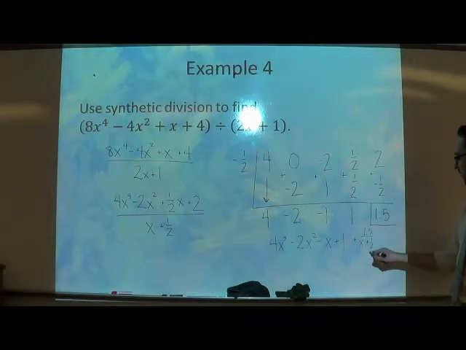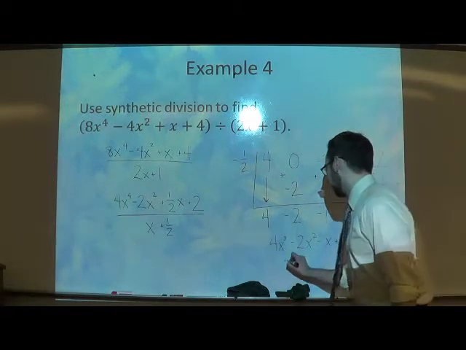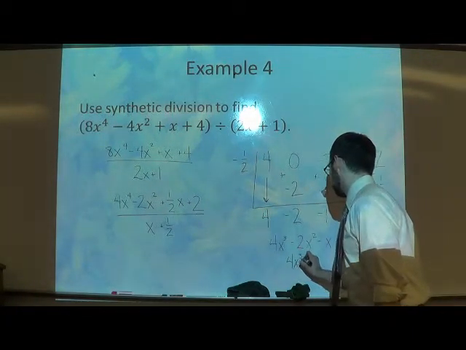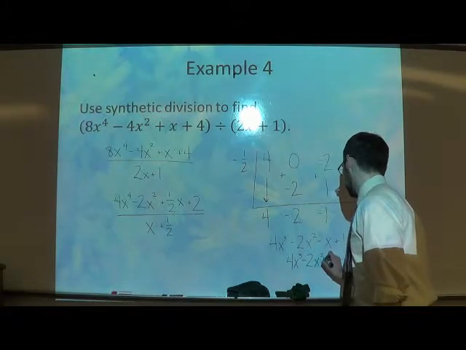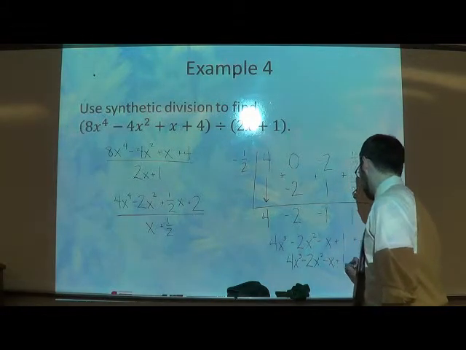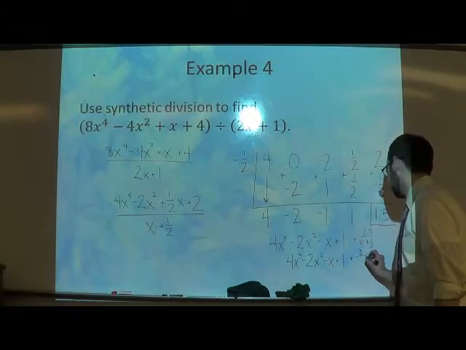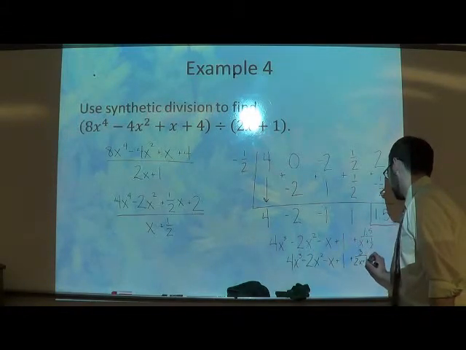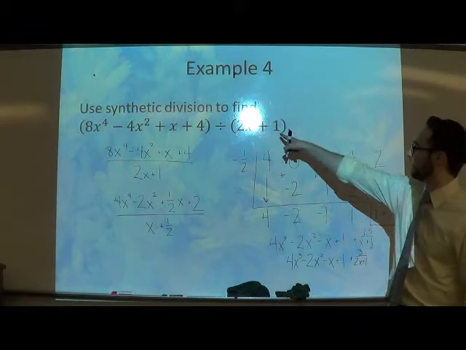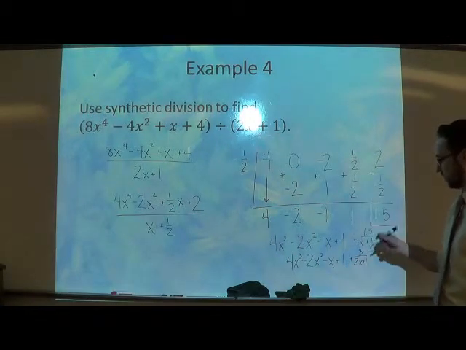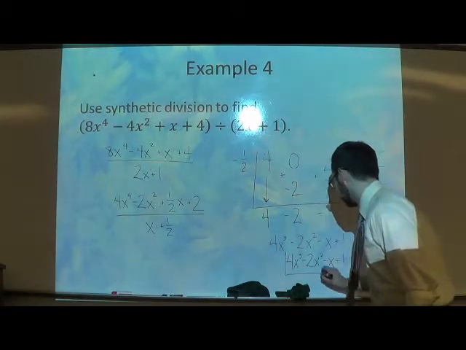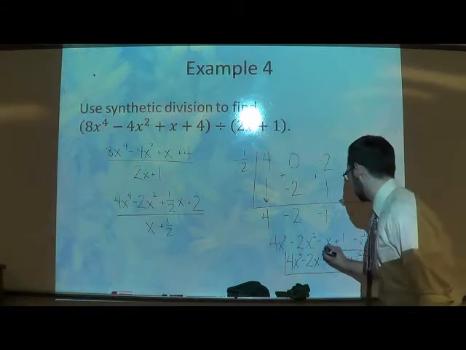So you just have 1.5 over x plus 1/2. Now really, if you wanted to get rid of all the fractions and decimals in there, we could multiply it by 2 and end up with 4x cubed minus 2x squared minus x plus 1. Multiply both top and bottom by 2, and I end up with 3 over 2x plus 1. So I ended up back with the original that I had and the remainder of 3. So then my final answer would be this.